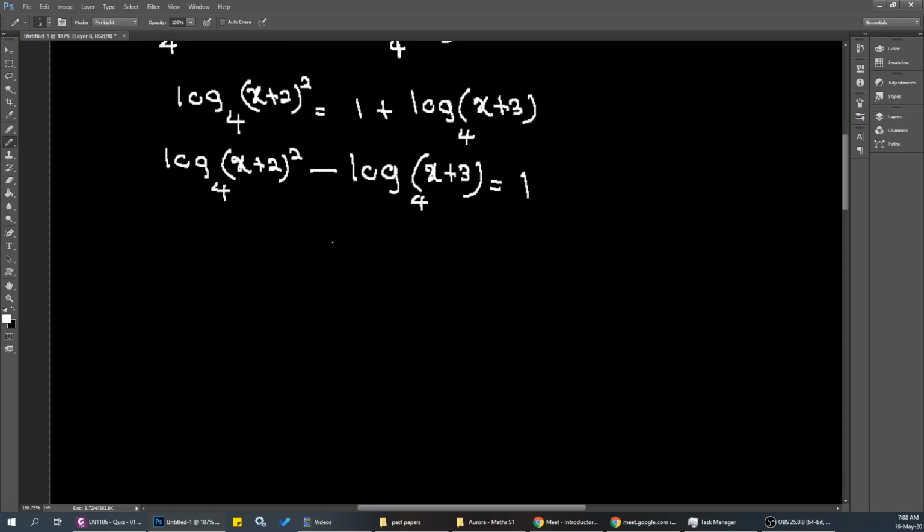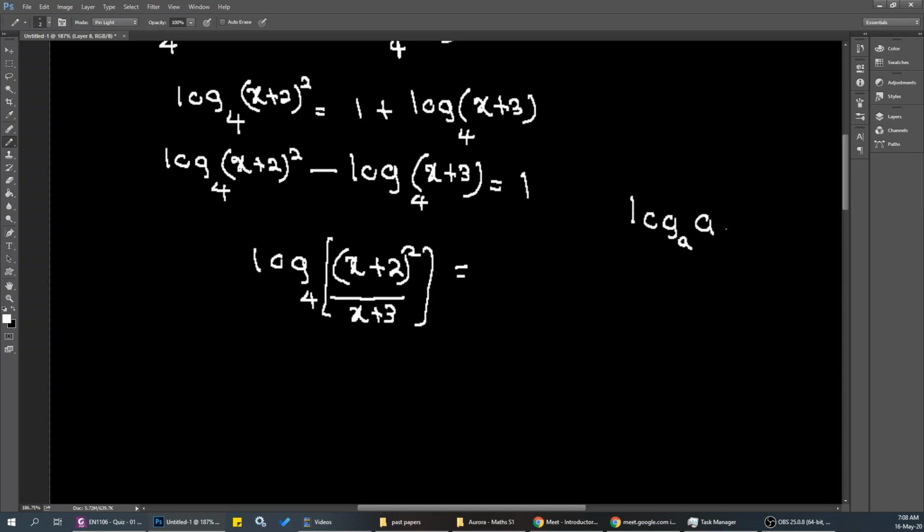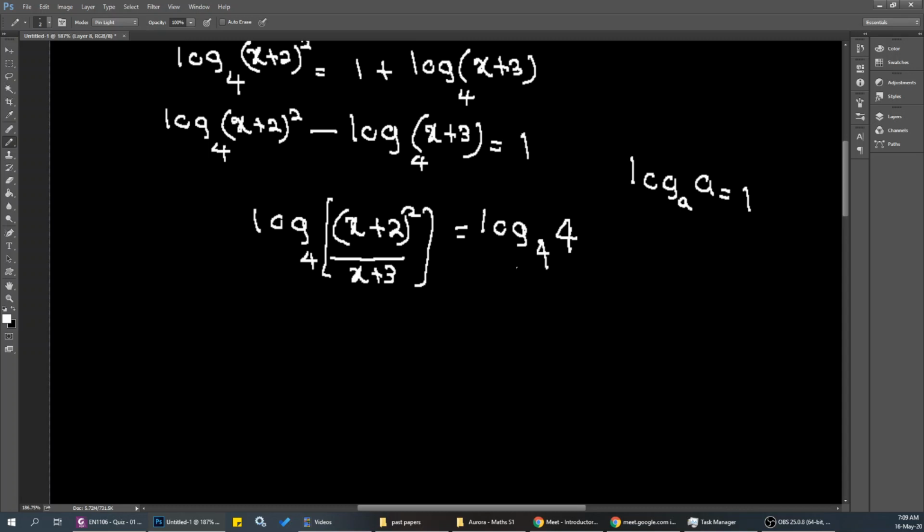So we can rewrite this as log of (x plus 2) raised to the power 2 over x plus 3. Okay, so this is a single argument of this logarithm, where our base is 4, and 1. Now how many ways are there we can write 1? We know that log of a to the base a is 1. So we can put any number here for a and get the answer as 1. So what I'm trying to do is write log of 4 to the base 4.